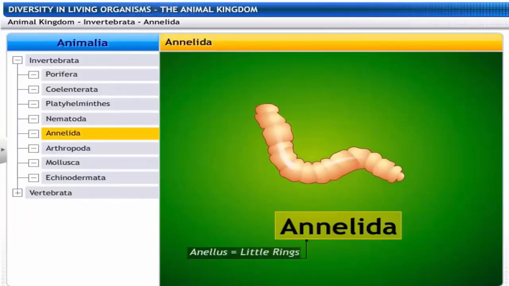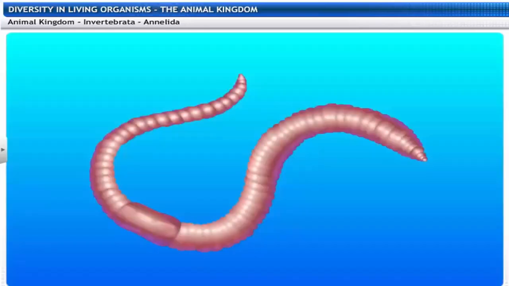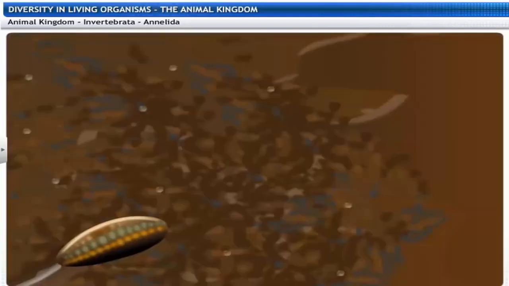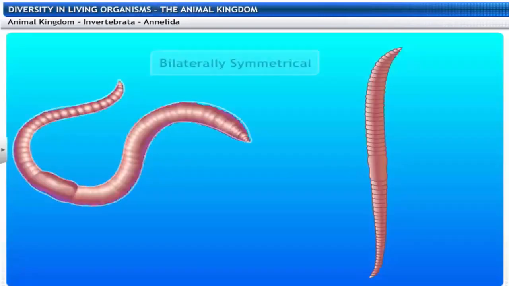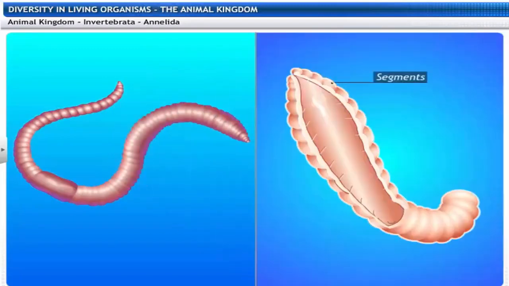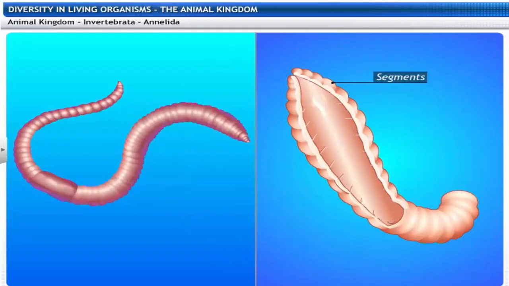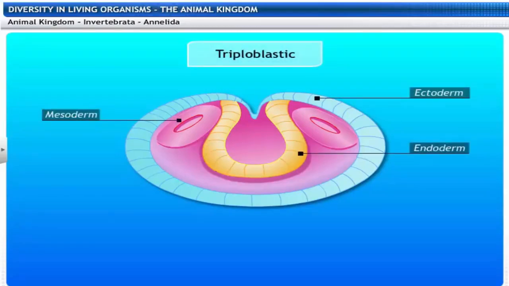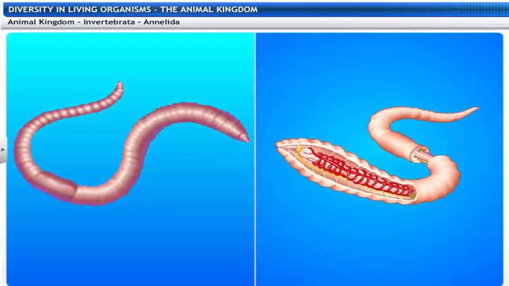Annelida get their name from the Latin word annulus, which means little ring. The phylum Annelida includes earthworms and leeches. Annelida are found in a variety of habitats: freshwater, saltwater, as well as on land. Their bodies are bilaterally symmetrical. The organs of Annelida are differentiated in a segmental fashion, and the segments are lined from head to tail. Annelida are triploblastic animals. Annelida have a true body cavity called coelom. Annelids are characterized by the presence of a circulatory system.